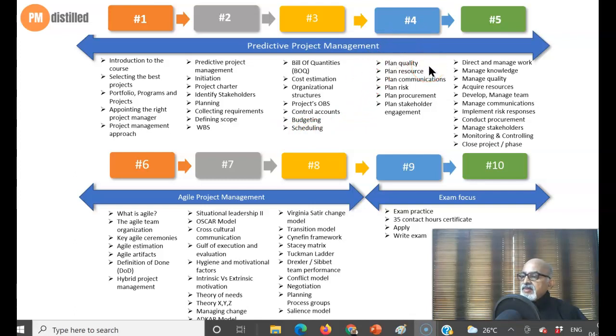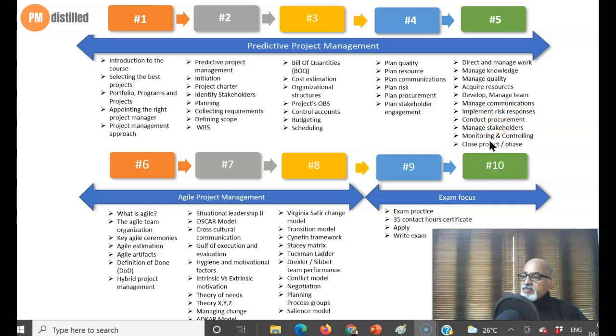There we discuss in detail about planning quality, planning resources, planning communications, planning risk, planning procurement, and planning stakeholder engagement. In iteration 5, we'll be discussing more about executing the project, that is direct and manage project work, manage knowledge, manage quality, acquire resources, develop and manage team, manage communications, then implement risk responses, conduct procurements, and manage stakeholders.